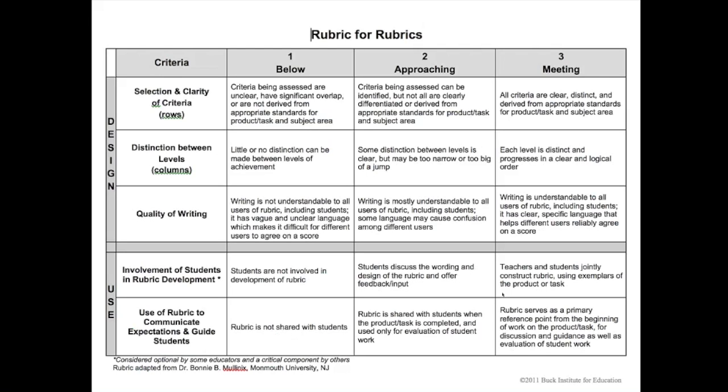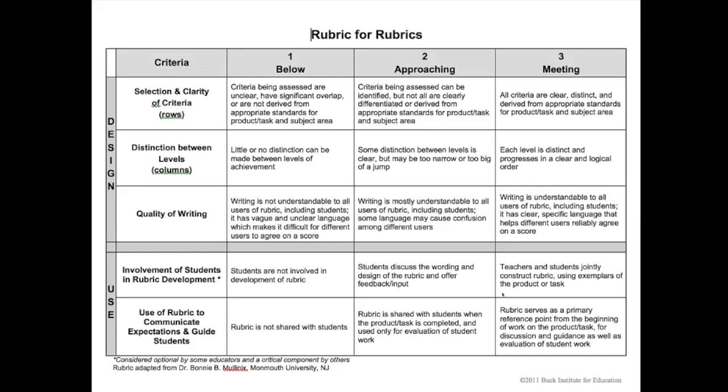You want there to be a distinction between the levels or the columns. I've often heard if you choose too many columns, the rubric can get a little complicated, and then you don't have each level being distinct from the other or a clear and logical order. So you might want to stay with 3 or 4 columns. This one has below, approaching, and meeting.